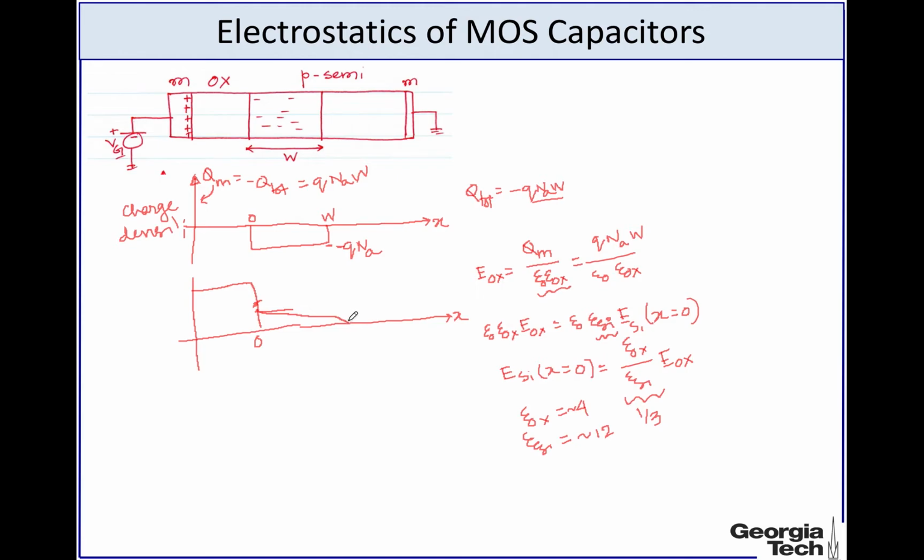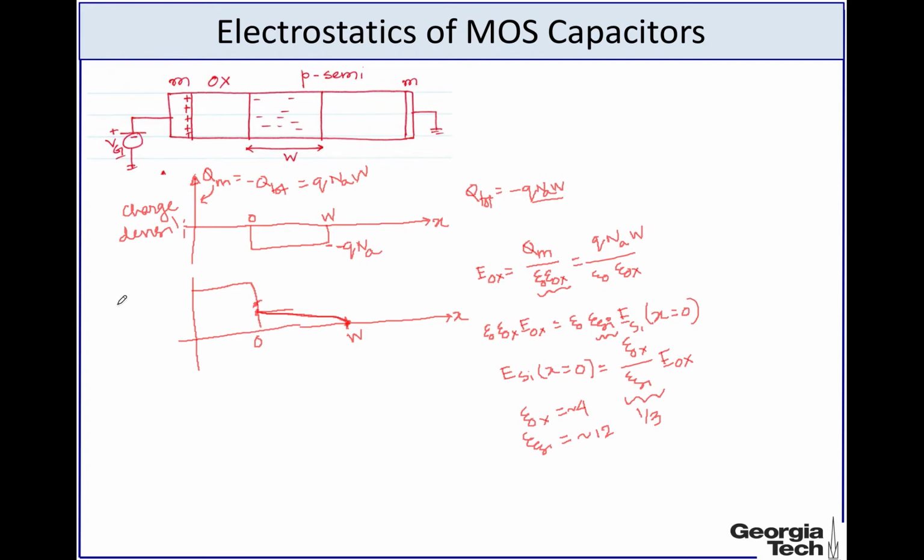So it will be here, and the electric field will be 0. So it should be a straight line, and it will be 0 at the edge of the depletion width, because once you go past the depletion width, all the positive charge, all the negative charge in the depletion is compensated by the charge that you have piled up in the metal. So there will not be any electric field past the depletion region in the semiconductor.